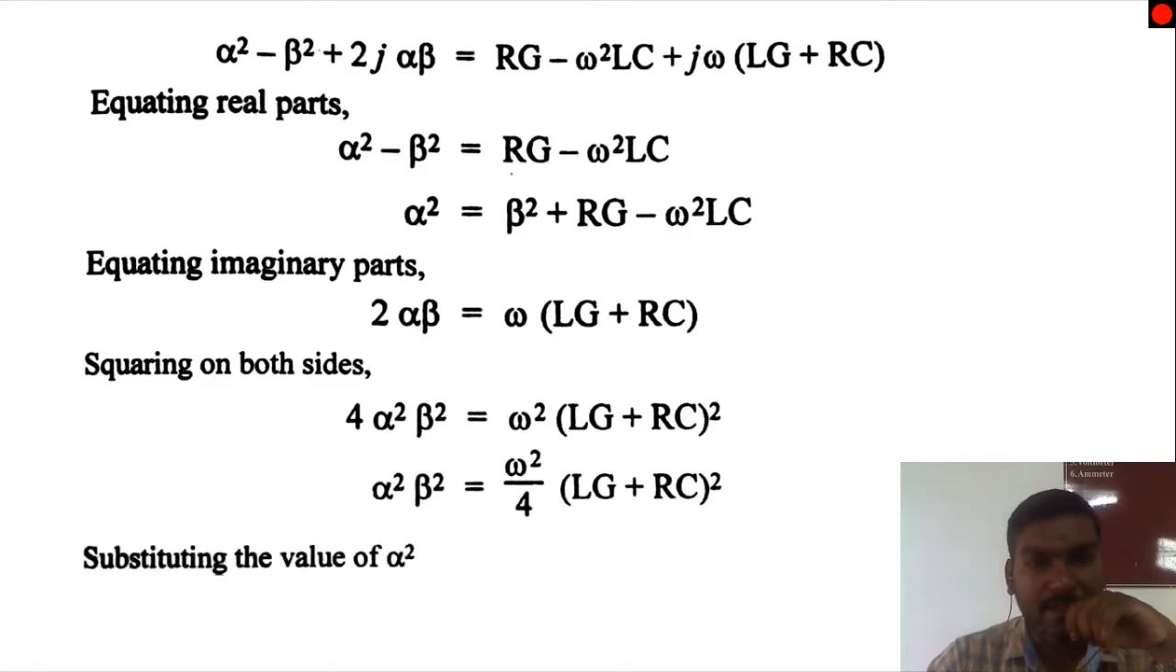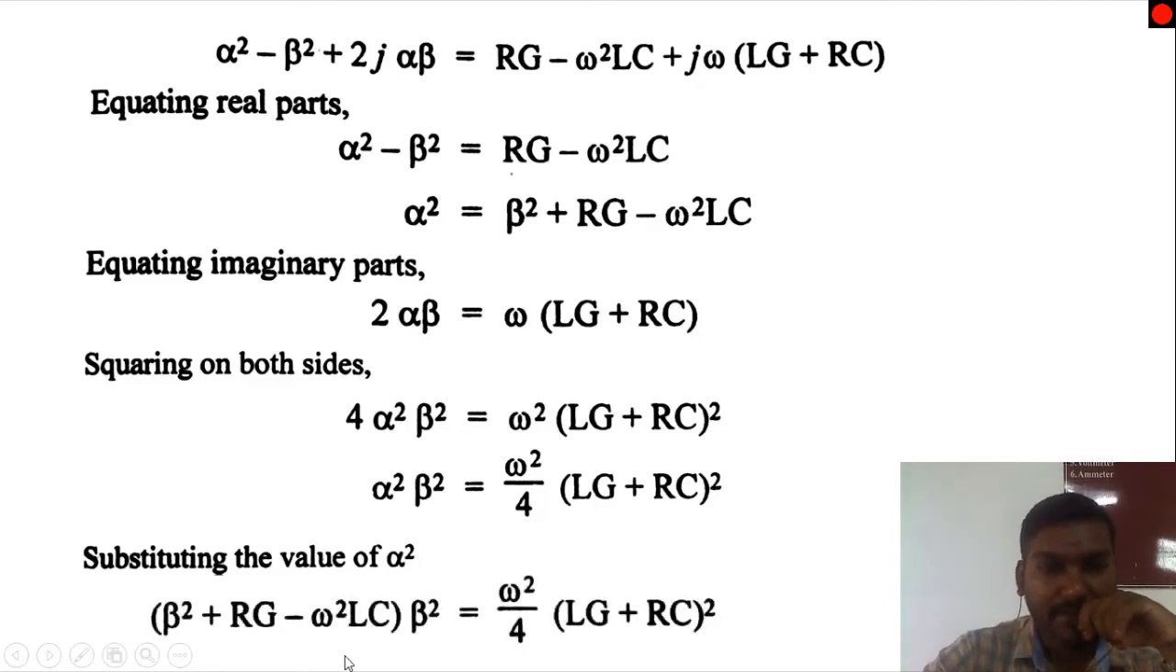Alpha square beta square is equal to omega square by 4 into (LG plus RC) square, and already we have the value of alpha square here. Substitute the value of alpha square here, I can write the value. So this is the value of alpha square plus RG minus omega square LC into beta square, right?